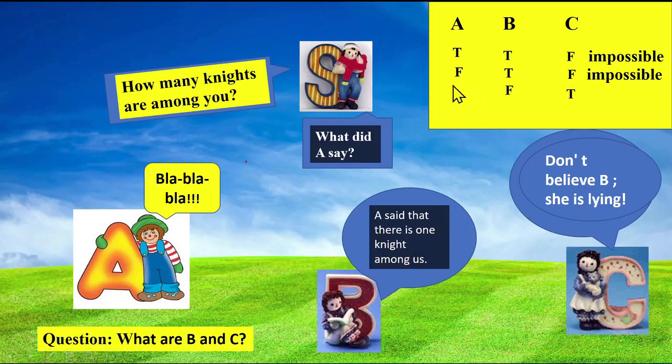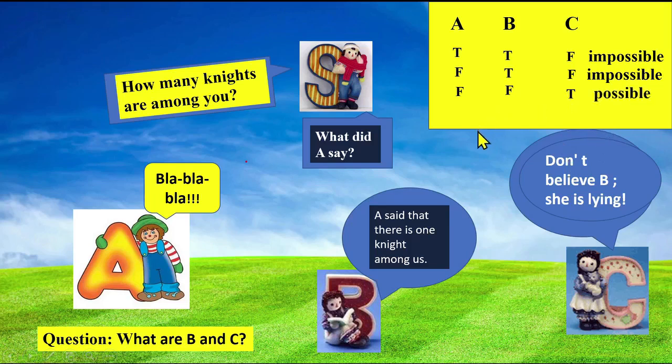Let's suppose that A is knave. So the statement of A is incorrect, and I remind you the statement is not 1. And the opposite statement is 1. And it coincides with what we have. Indeed, we have one knight, so this solution is possible.